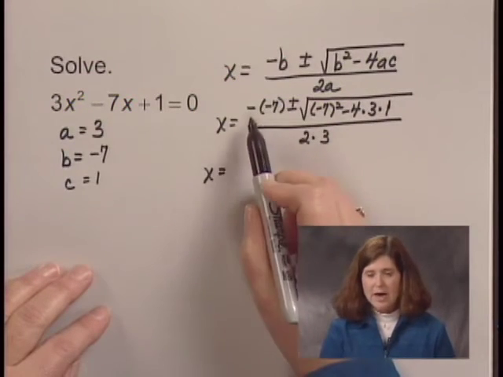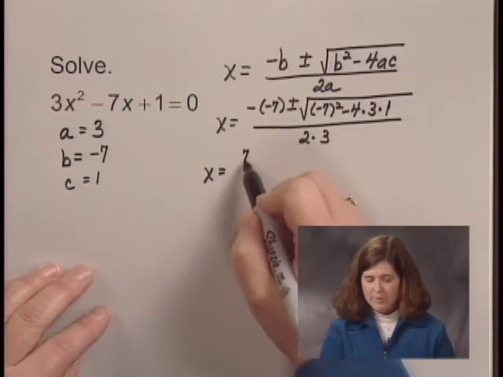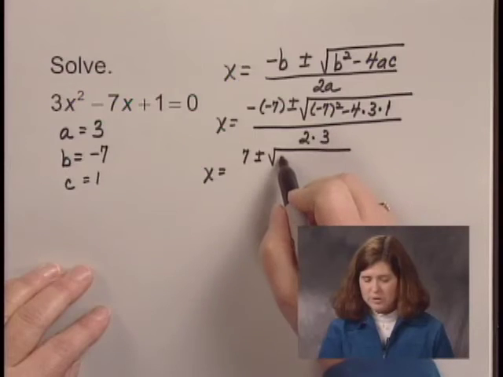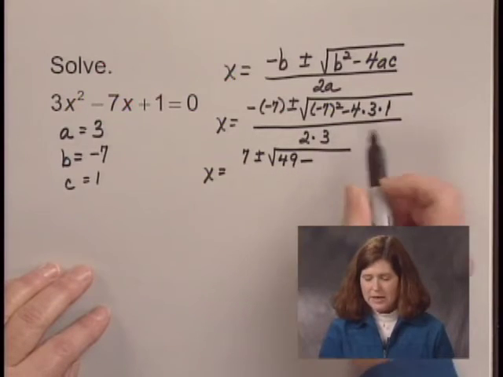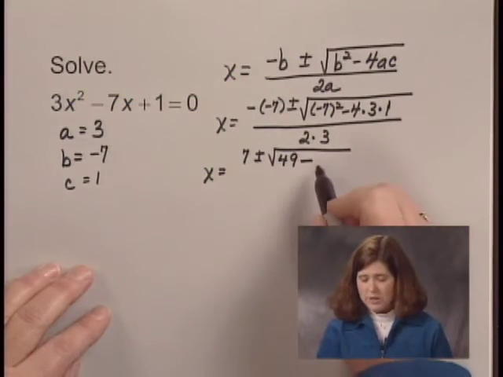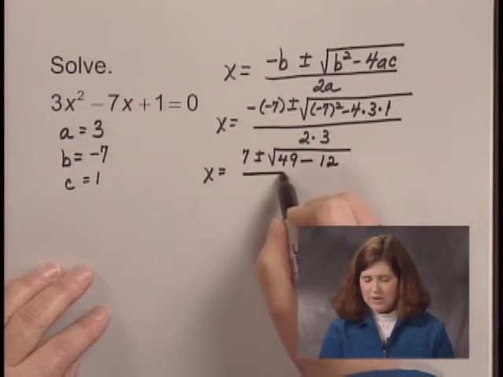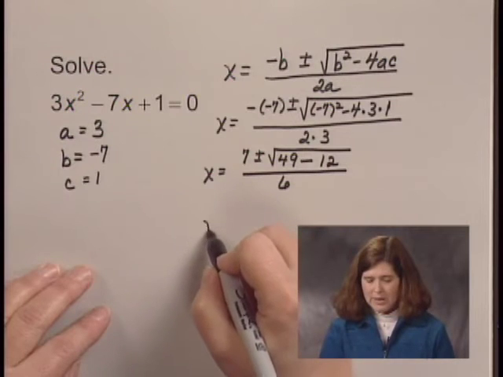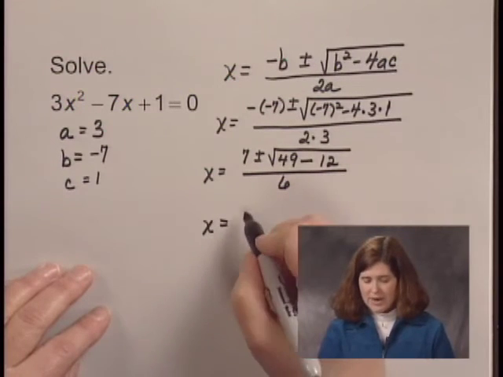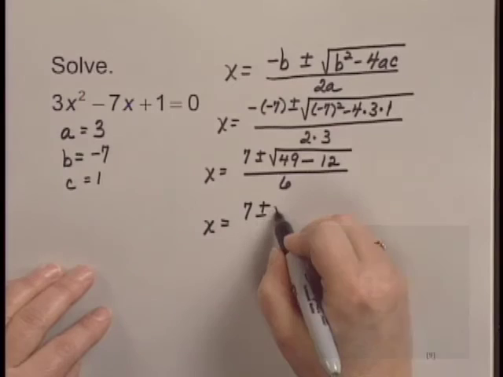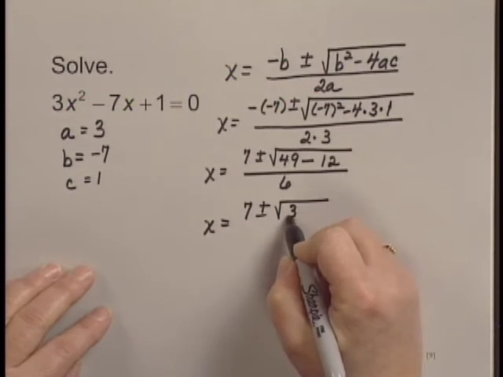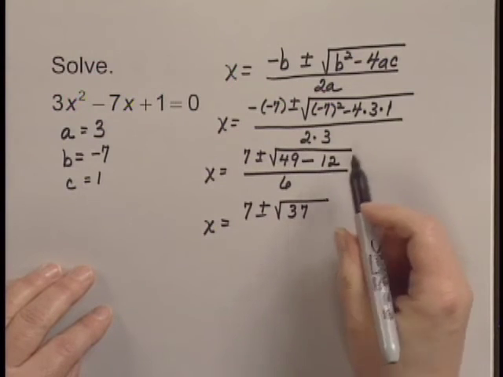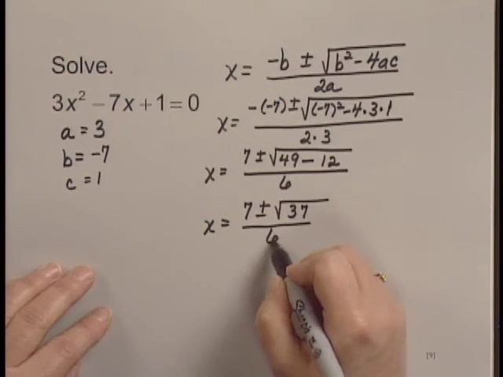I have x equals the opposite of negative 7, which is 7, plus or minus the square root of negative 7 squared is 49, minus 4 times 3 times 1 is 12, and that's all written over 2 times 3, which is 6. Then I simplify under the radical, and I have 7 plus or minus the square root of 37, 49 minus 12 is 37, all over 6.